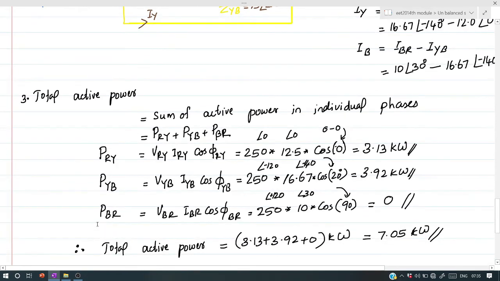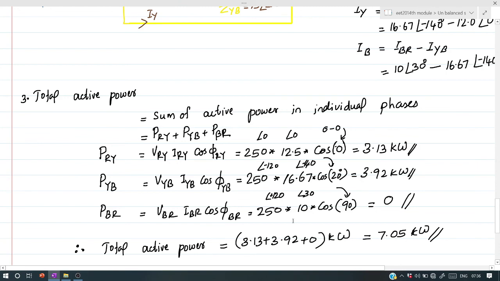Next one is PBR, which is equal to VBR IBR cos phi BR. VBR is 250 angle minus 240 degree or plus 120 degree. And IBR is obtained as 10 angle 30 degree. Angle difference between these two is 90 degree. So cos 90 is 0. Therefore, PBR is 0. So total active power is 3.13 kilowatt plus 3.92 kilowatt plus 0. It is coming as 7.05 kilowatt.